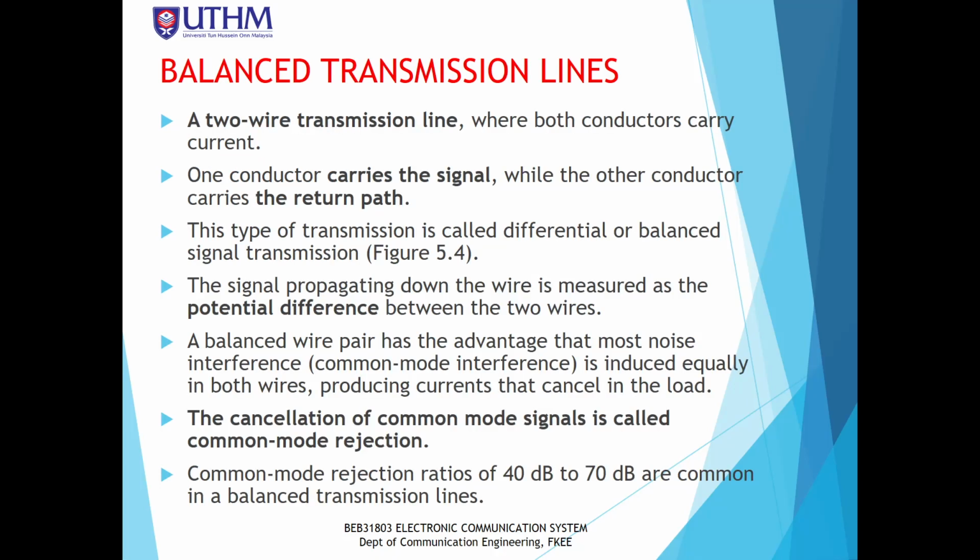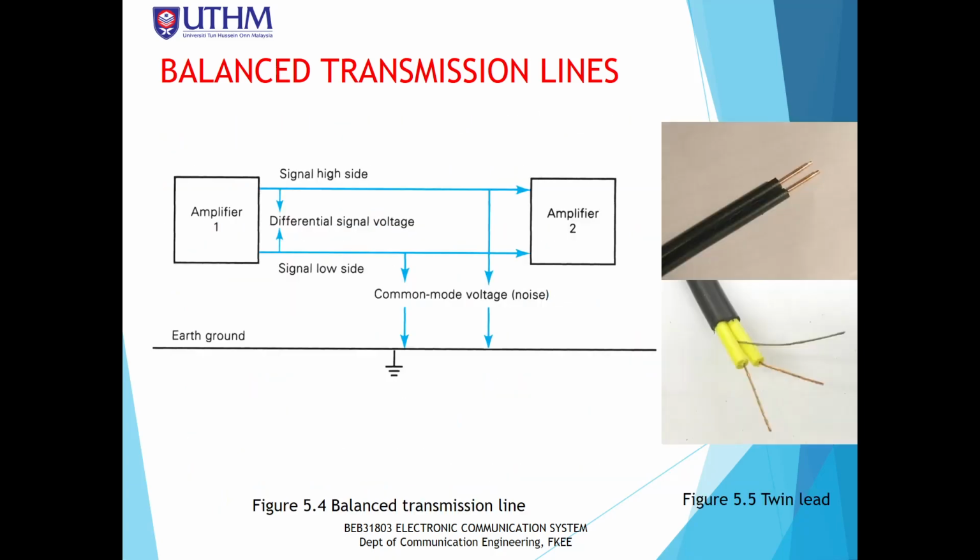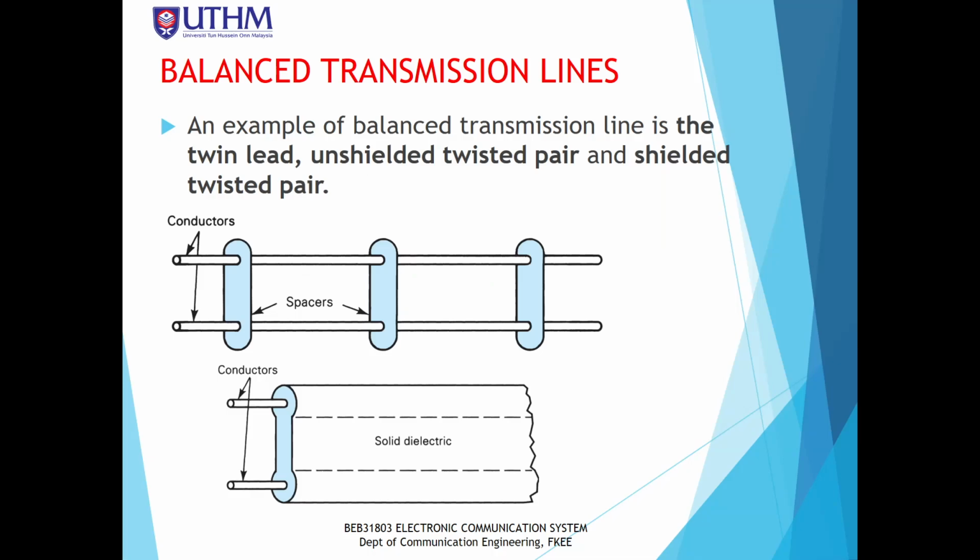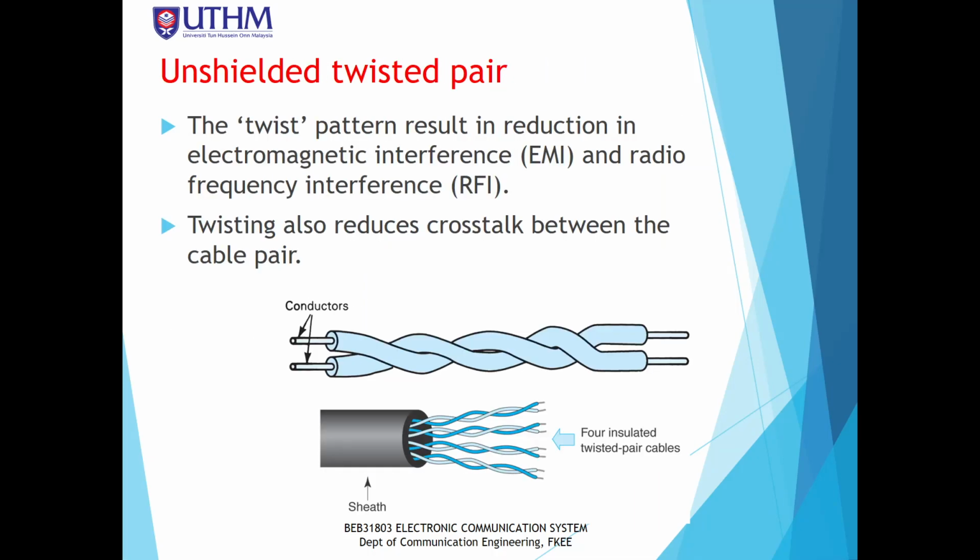So a balanced transmission line consists of a 2-wire transmission line where both conductors carry the current. One conductor carries the signal while the other conductor carries the return path. So this type of transmission is called differential or balanced transmission lines. If you see, this is a balanced transmission line consisting of 2 wires like this. So this is a balanced transmission line. This is also a balanced transmission line, using unshielded twisted pair.